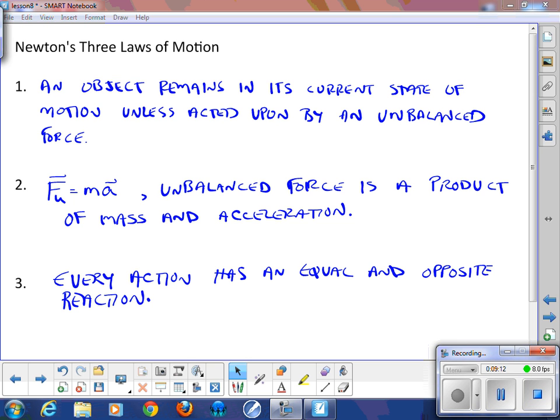So our three laws: an object remains in its current state of motion unless acted upon by an unbalanced force. Remember that a textbook sitting on a desk is happy to sit on that desk until someone pushes the book off. Or think of yourself on the weekend after a long day, sitting on the couch. It will require an immense amount of unbalanced force to remove you from the couch, as some of your parents will probably agree with. The second one, Fu equals ma. It's an unbalanced force caused by the product of mass and acceleration. So this is the Fu law from the grade 11 course.